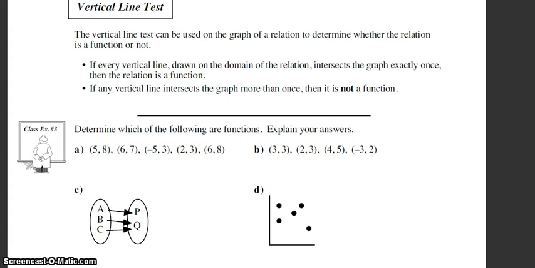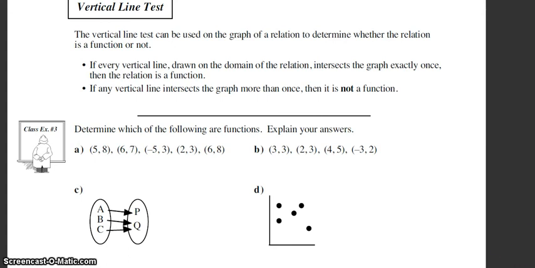The vertical line test is a way to look at a relation and determine if it's a function or not. It's just a method. For every vertical line drawn on the domain, if it only crosses the graph once, then it's a function. When you draw a vertical line, you're checking all the x values to see if each only has one output. If the vertical line crosses the graph more than once, then it is not a function. You just need one counterexample to make it not a function.